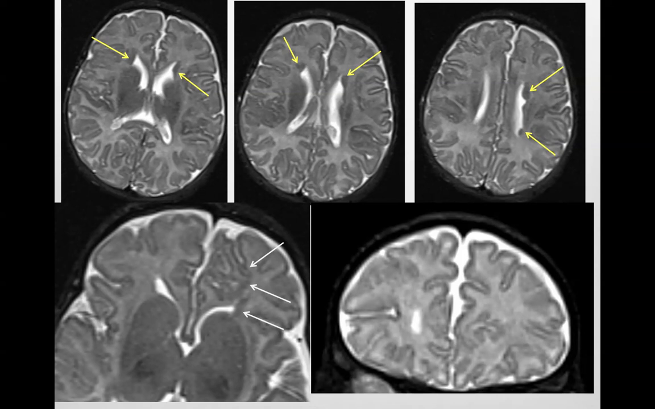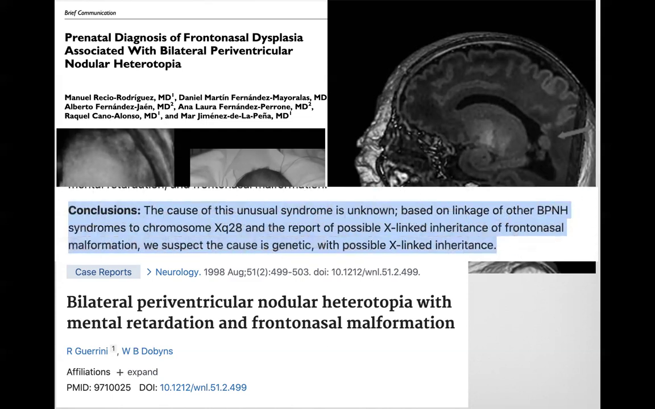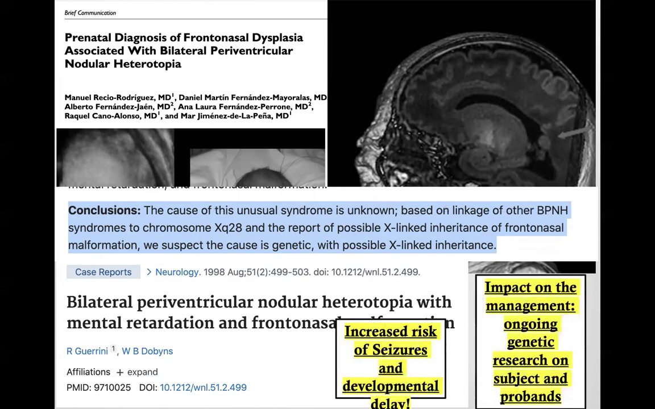Some are due to an insult, either a vascular insult or whatever creates embryogenic abnormalities. And frontonasal dysplasia seems to be one of these cases. And in fact, we have a couple of papers where we have nodular heterotopia in association with frontonasal malformation. There may be an association with the male sex, so maybe X-linked, but to the best of my knowledge, no genes were found.